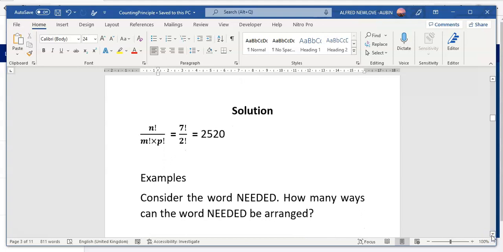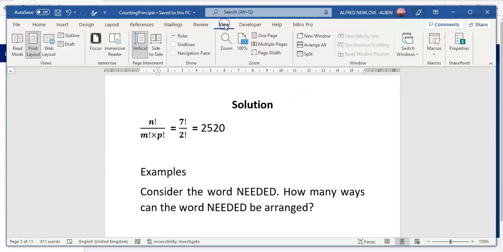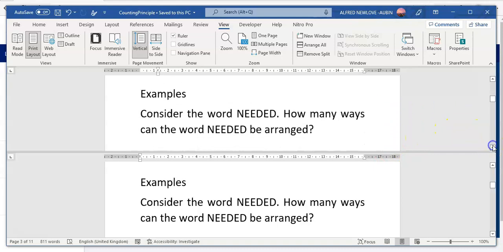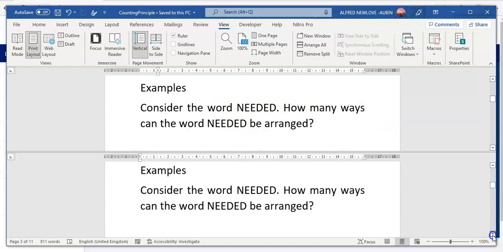Okay, now let's look at another example. Consider the word needed. How many ways can the word needed be arranged? The word needed, let's see how it can be arranged. But before that, let me split this into 2. How many ways can the word needed be arranged? So this is what we are looking at, alright? And I'm answering it down here.